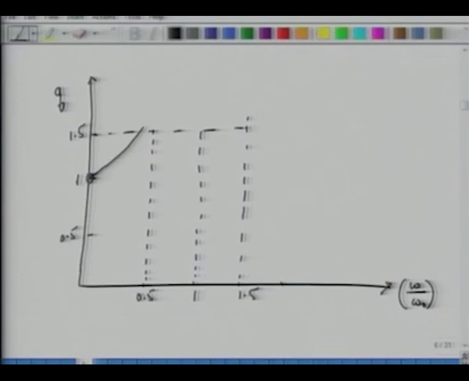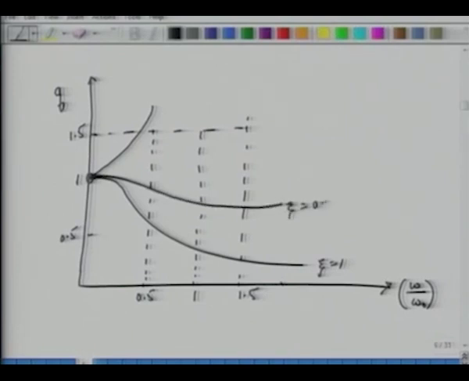So this is one curve, then for eta equals 1, something like this, and then it becomes flatter at 0.7, and then it becomes even more flat, and then if I reduce my eta further, then it becomes something like this.